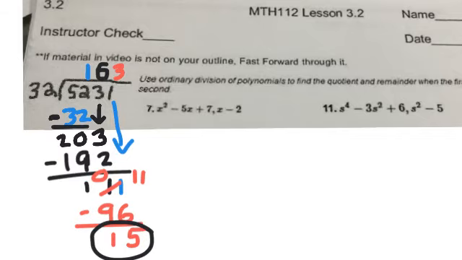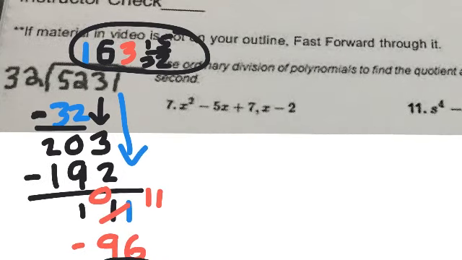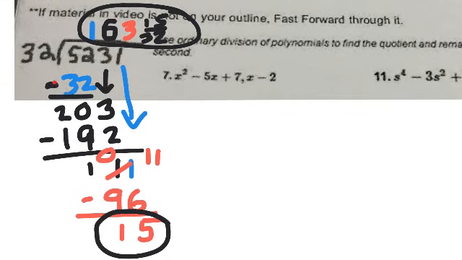And so we had a couple different ways we could do that. If we wanted a decimal number, we would add a 0 and keep going and know that everything that comes next is a decimal. Or we could turn this into a fraction. Our remainder, which is 15, is the numerator. And then the number we were dividing by, which is 32, is the denominator. So our answer is 163 and 15 over 32. And that's the way that we want to work these because that's the way we typically do them when we're doing polynomial division. So just a reminder of how that division works.